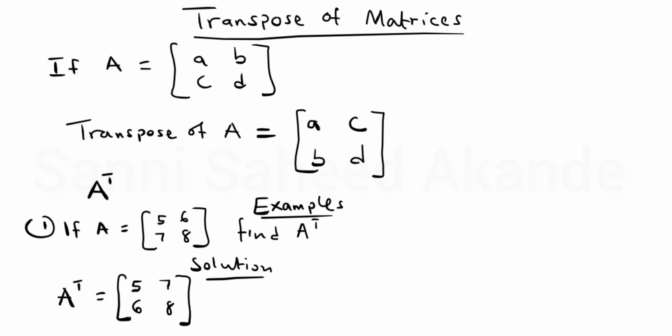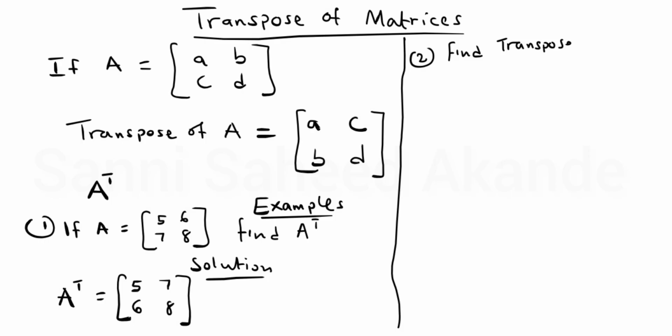Is that understood? Well, let me give you another question. Let me rule it out like this. Number 2. Find the transpose of C if C is equal to 0, 1, 4, 7, 10, 12, and then we have 3, 5, 16.